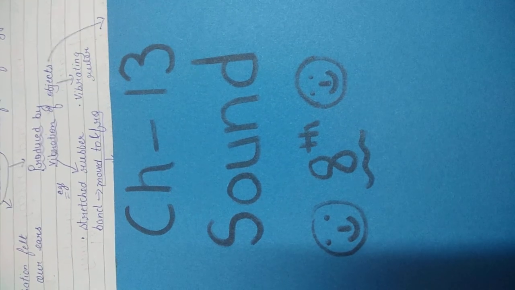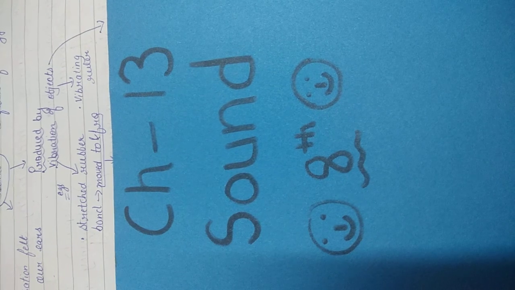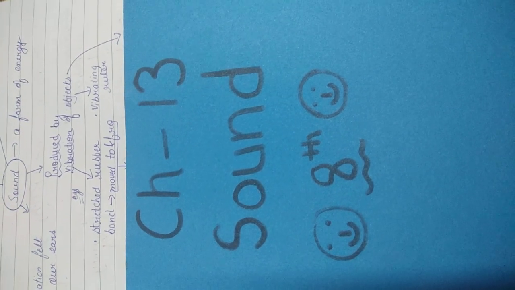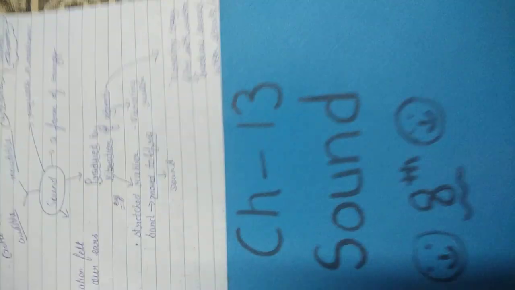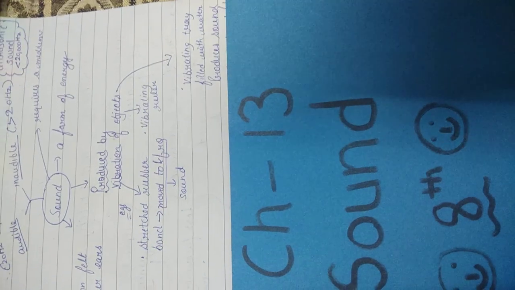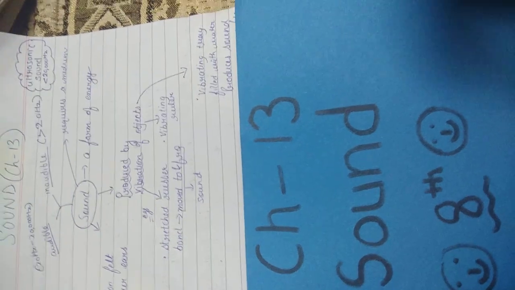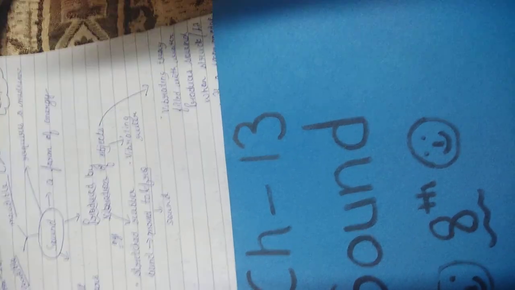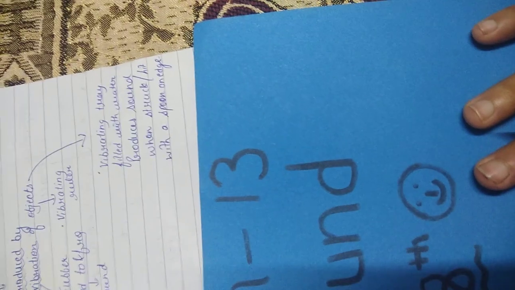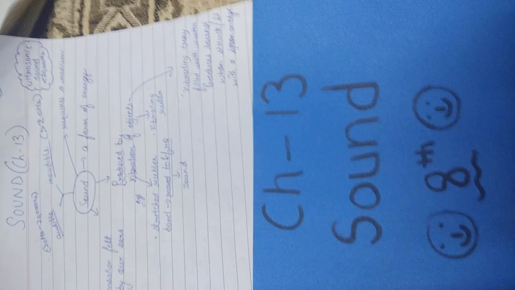Okay, then sound is produced by the vibration of an object. When we talk about vibration of an object, we can take the example of a stretched rubber band. This example is also given in your CBSE book. When a stretched rubber band is moved to and fro, it produces a sound. You must have done this in childhood, or even now. Then next is a vibrating tray filled with water, which produces sound when hit with a spoon on the edge.